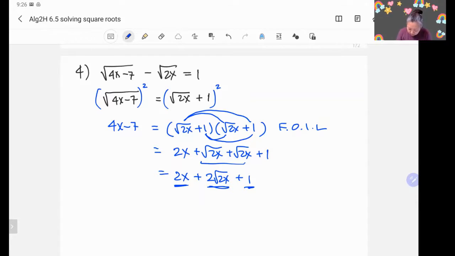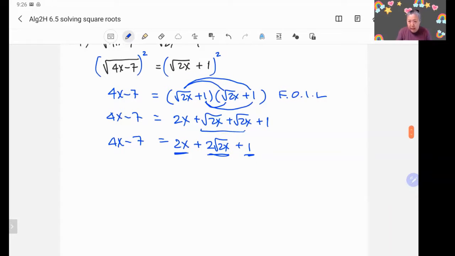But anyway, in that case, this was 4x minus 7, this was 4x minus 7, then at least I can simplify by combining like terms, right? So now I notice 2x and plus 1 can be combined with the terms from the other side. So it's going to be minus 2x minus 1 minus 2x minus 1. Then here, 4x take away 2x is 2x. Negative 7, negative 1 is negative 8.